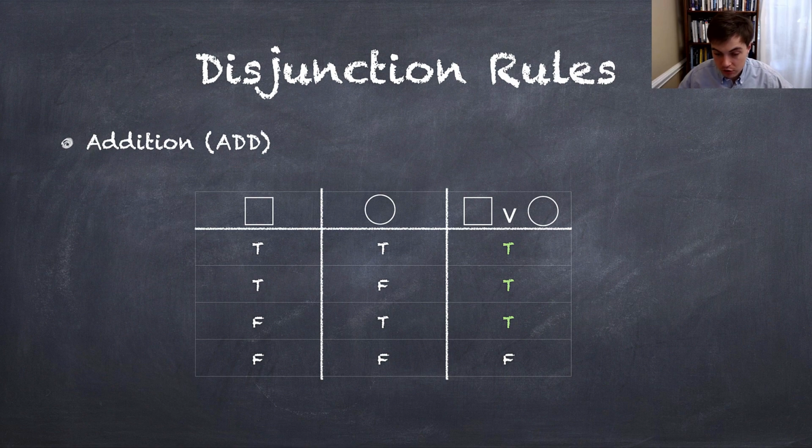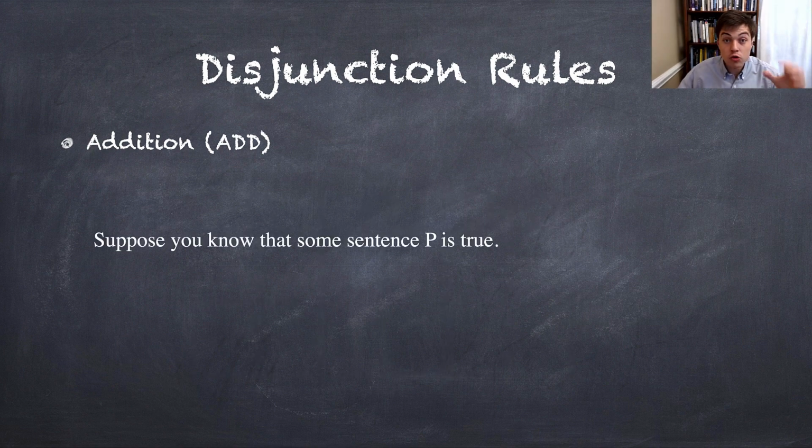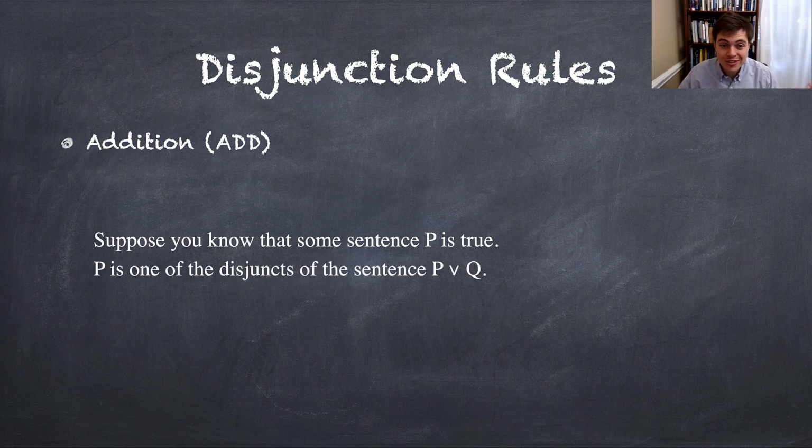You get truth preservation. So suppose you know, here's another way to put the same thing, that some sentence P is true. You don't know what P says, you just know it's true. Now consider the disjunction either P or Q. Yeah, that just came out of nowhere, P or Q, but just consider it, right?